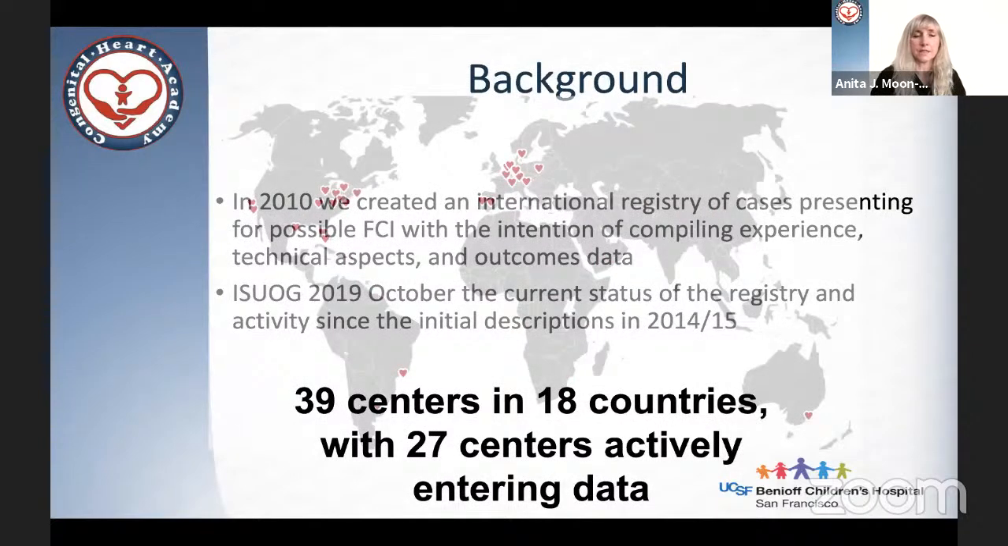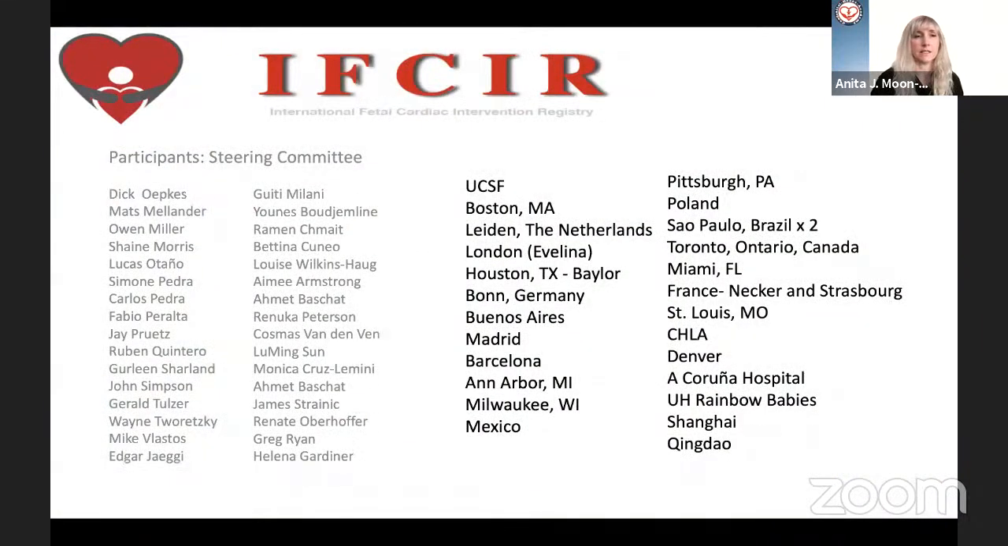These are the centers. We have now, I think, 40 centers in 18 different countries, with 27 of them actively entering data. Some of them are the AEPC working group, who were at the time that we started the registry part of the other study that I presented. And so they haven't been entering patients, but they've been very active in analyzing data and the other ideas behind it. These are our countries and just some of the investigators.